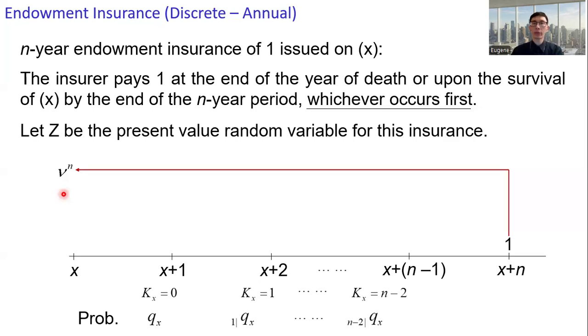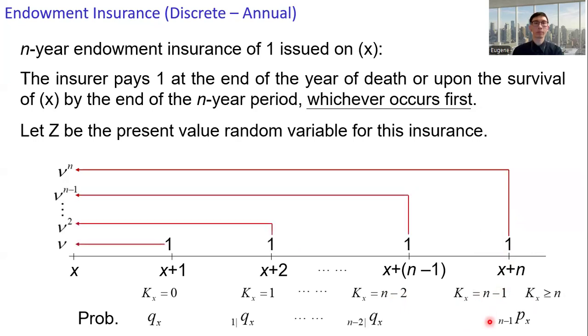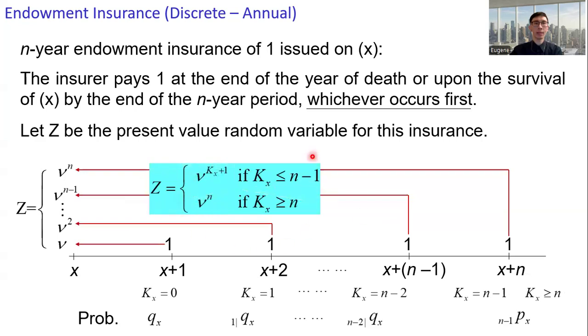If the person dies within the year before reaching age x plus n, we have K_x equals n minus 1, or else if the person survives beyond age x plus n, we have K_x greater than or equal to n. Here, receiving this $1 either as a death benefit or survival benefit, the probability is n minus 1 p_x. And therefore, Z will have this PMF.